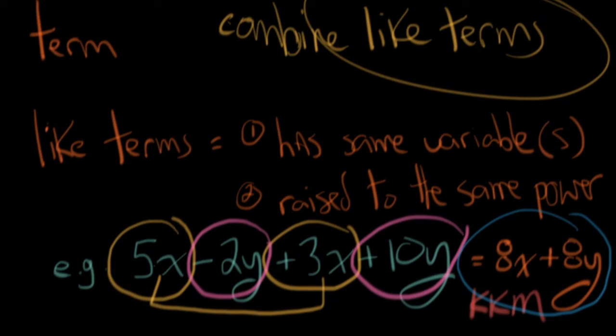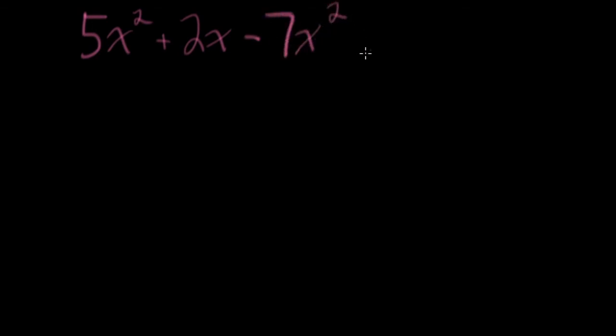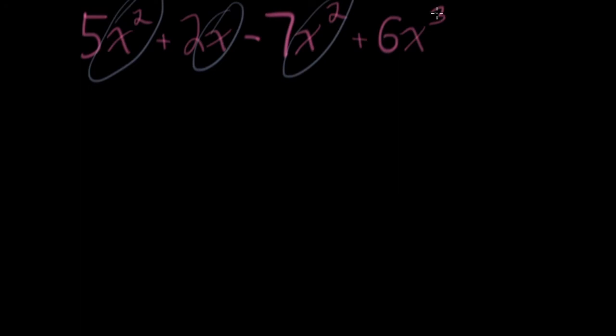Now I've said power a few times. So what do I mean there? Let's take a look at an example. Let's take a look at 5x squared plus 2x minus 7x squared plus 6x cubed. Now, these are all x's, aren't they? X, x, x. But the power has to be the same as well. The exponent has to be the same. So this would be considered an x squared. This is just an x. This is another x squared, and this is an x cubed.